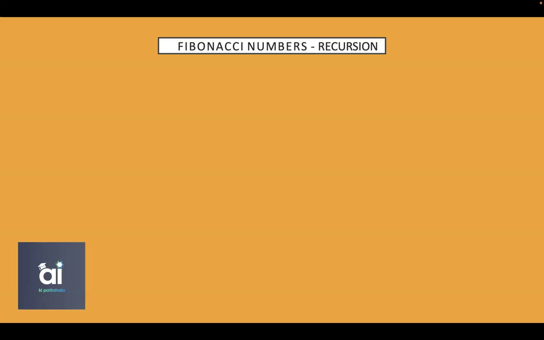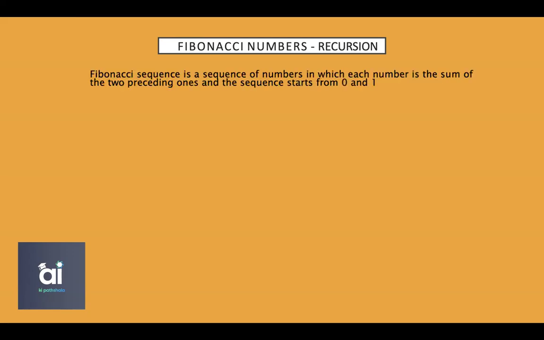So before starting to write our function, let's clarify Fibonacci sequence. Fibonacci sequence is a sequence of numbers in which each number is the sum of two preceding numbers and the sequence starts from 0 and 1. The typical Fibonacci number sequence will look like this. As you see, the sequence starts from 0 and 1. This means that the first two elements of the Fibonacci numbers are always reserved for 0 and 1.